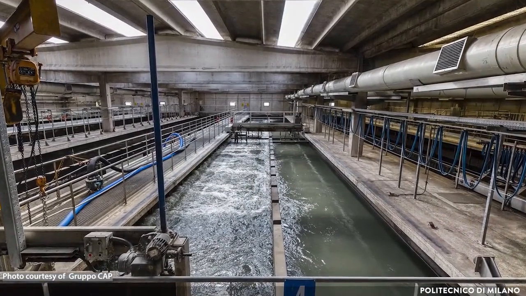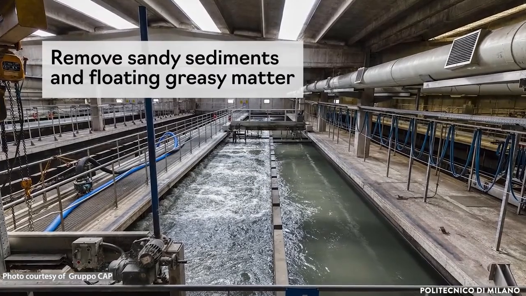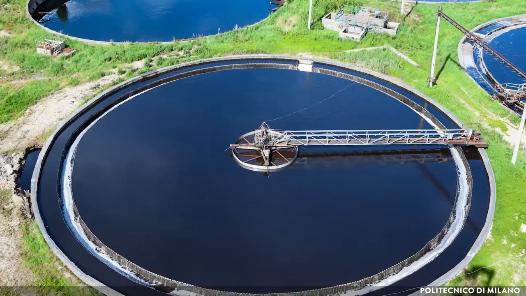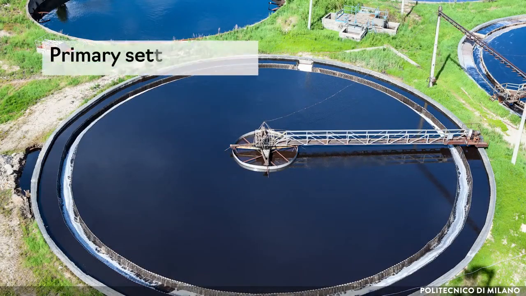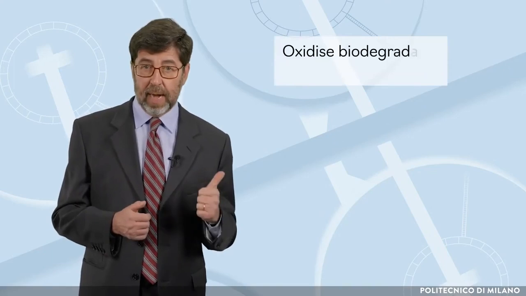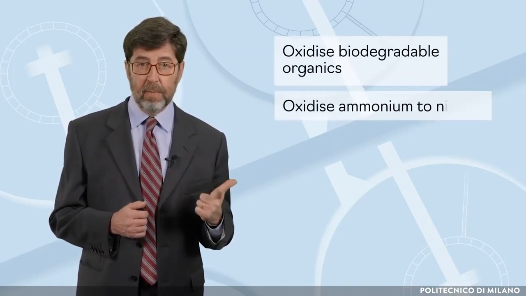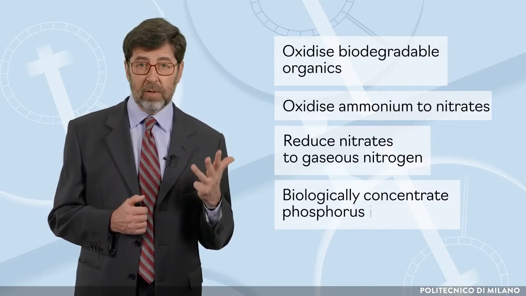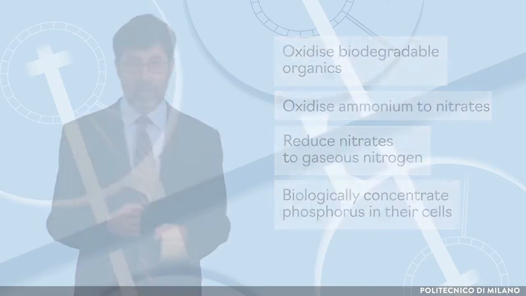Degritting and de-oiling units remove sandy sediments and floating greasy matter, but not settleable organics. Settleable sediments are removed in primary settling tanks and are collected as primary sludge. But the core of the wastewater treatment plant is the biological section, where bacterial biomass grows and performs several tasks, such as oxidize biodegradable organics, oxidize ammonium to nitrates, reduce nitrates to gaseous nitrogen, and biologically concentrate phosphorus in their cells.